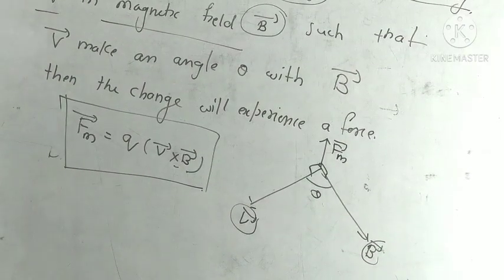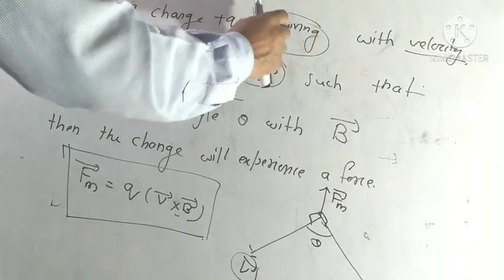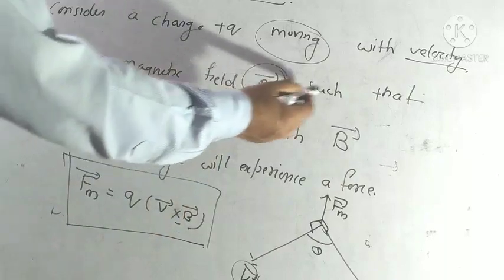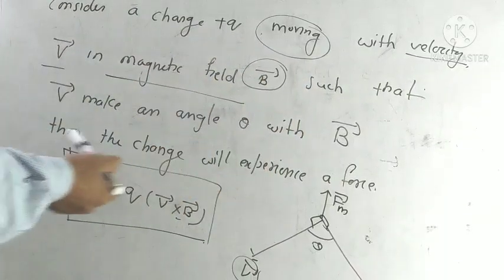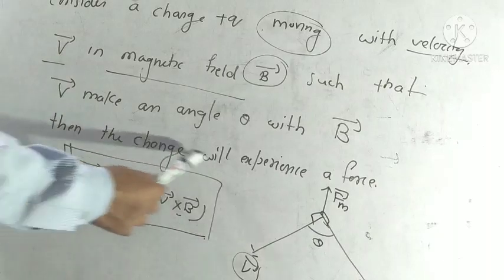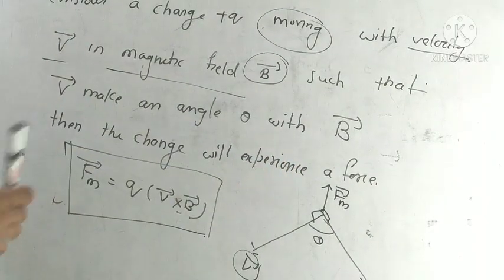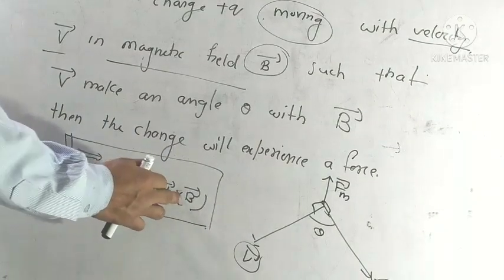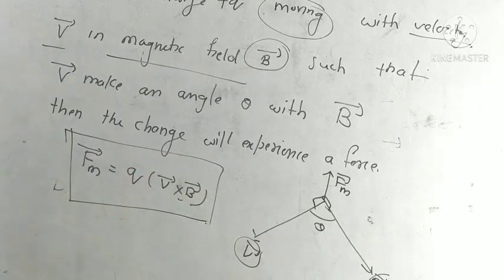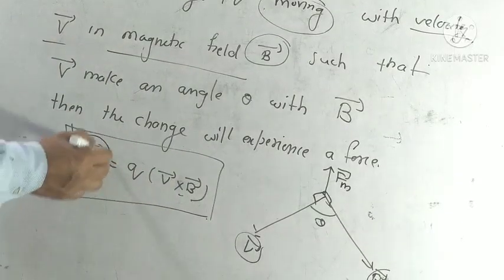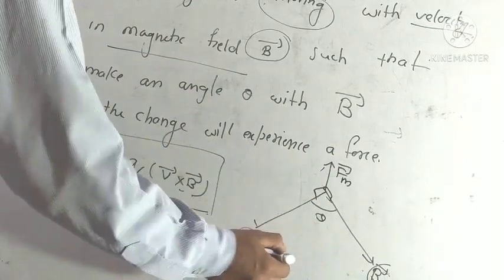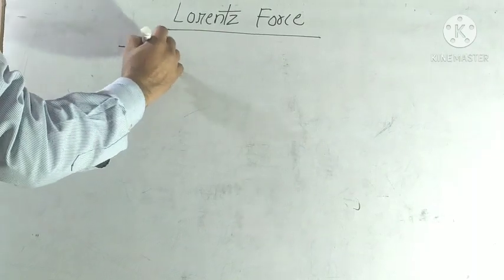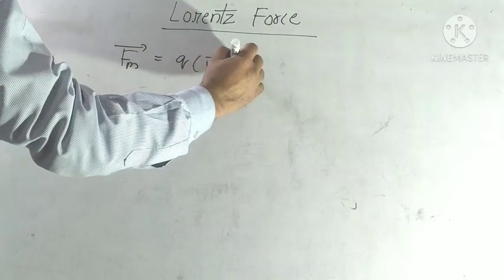I repeat again what we do here. Consider a positive charge q moving with velocity v in magnetic field B, such that v makes an angle theta with the magnetic field. Then this charge will experience a force, called magnetic force, equal to q v cross B, the vector product of these two vectors, and the direction of this force is perpendicular to both of these physical quantities. So the magnetic force is equal to q v cross B.